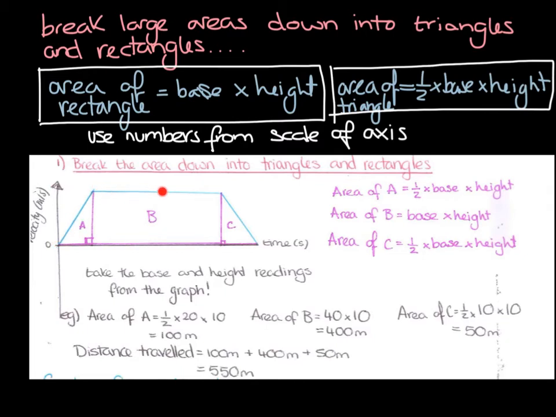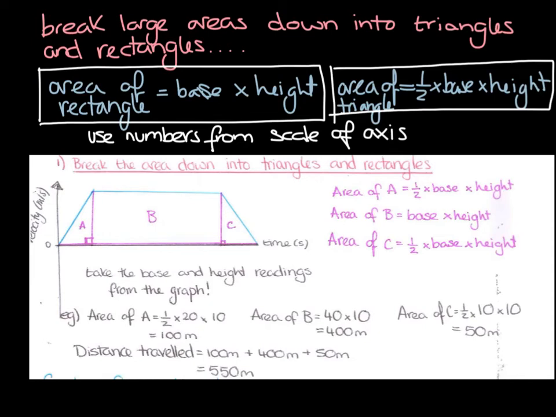So here I've got a trapezium shape, I add some lines in, so I've got one rectangle and two triangles. I work out the area of each individual shape and add it all together. So the area of A is half the base times the height, the area of B is the base times the height, and the area of C is again half the base times the height.